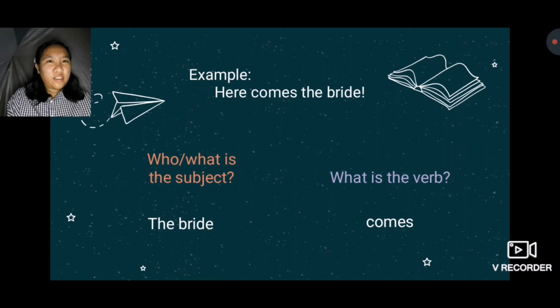Where can we find the subject again? It comes after the verb. So we must find the verb first in order for us to identify what is the subject in this statement. So, here comes the bride. The word comes is our verb. So who or what is our subject? Of course, it is the bride.